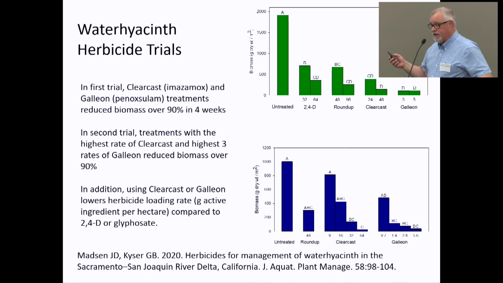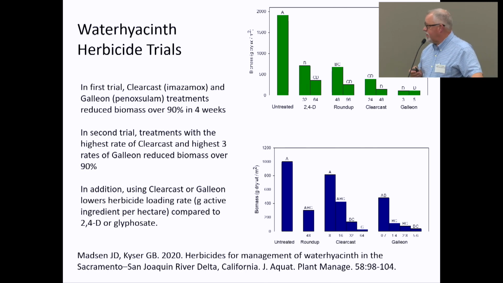The interesting thing is that with Clearcast and Gallium, the Imazamox and the Panoxylum, we're using much less herbicide. The rate for Clearcast is half as much as glyphosate, and for Gallium, the use rates there are 95% less. No, that's not right. It's 5% of how much you would put in for the glyphosate. So it's much, much less.